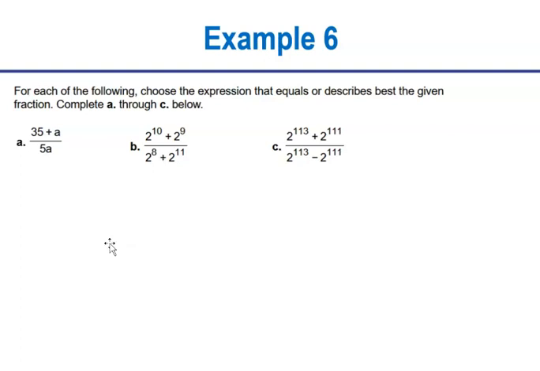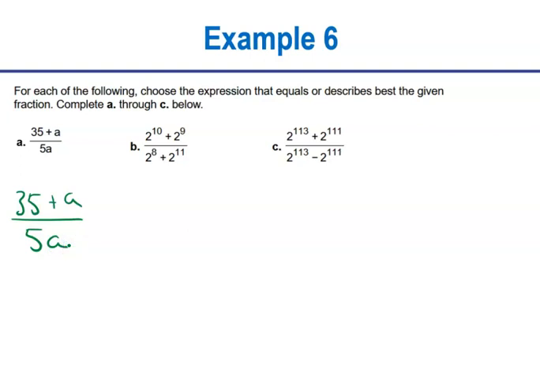So for each of the following, choose the expression that equals or describes the best given fraction. Complete A through C. Now, this is not multiple choice. I just want to knock this out and get it done. When you look at the first problem, we have (35 + A) divided by 5A. Now, you want to simplify this.